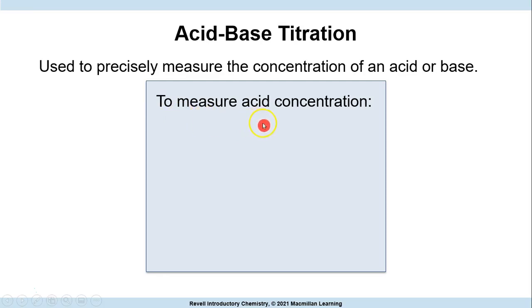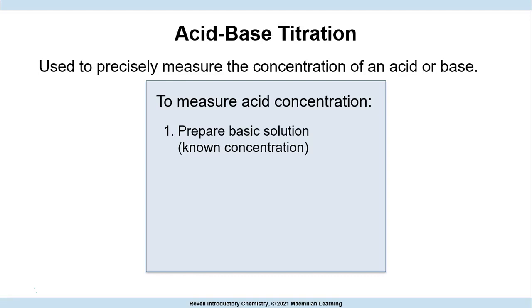To measure the concentration of the acid, this is the procedure that we are going to follow. The first step is that we are going to prepare a basic solution of a known concentration. Now, in chapter 10, in solutions, we described how we can prepare a solution. That is very important. The second step is to measure the volume of the acid and add an indicator. We are going to use a pipette to measure the acid and then put the acid into an Erlenmeyer flask and then add 2 to 3 drops of phenolphthalein.